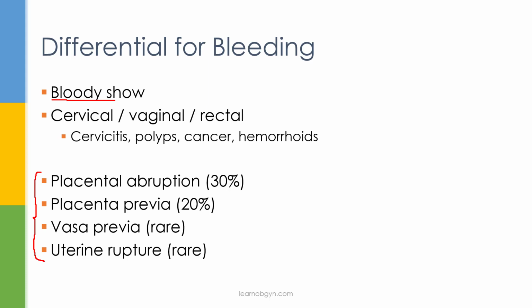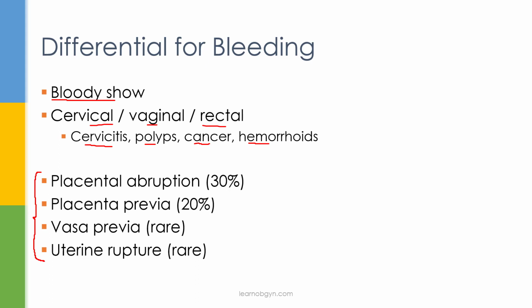There are also some non-obstetric causes that you should keep in your differential. These include bleeding either from the cervix, vagina, or rectum. In particular, cervicitis or some sort of cervical infection such as gonorrhea or chlamydia, a cervical polyp, which is just a benign mass on the cervix. You can have a vaginal laceration from intercourse, cervical cancer, and rectal hemorrhoids. Most of these can be easily seen or diagnosed on speculum exam.